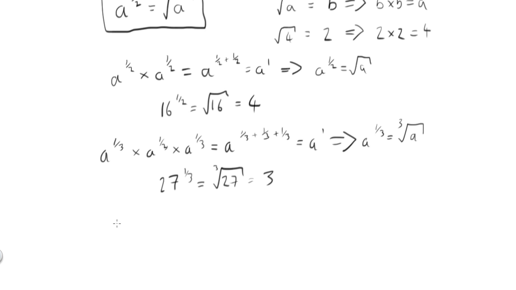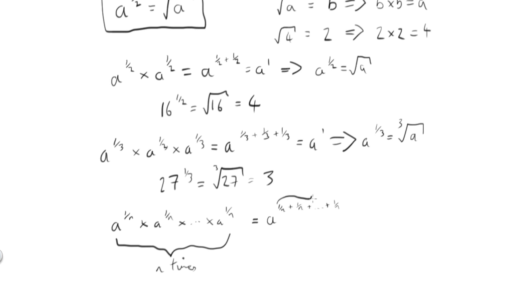We can extend this to the fractional power 1 over n. So a to the power 1 over n multiplied by a to the power 1 over n. If we keep doing that n times, so we've got n lots of fractional powers of 1 over n, and we apply the first law of exponents, we've got n lots of 1 over n added together, so that's n times 1 over n. Again, this is a to the power 1, so this implies that a to the power 1 over n is simply the nth root of a.